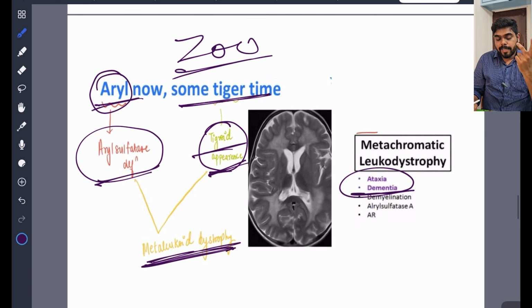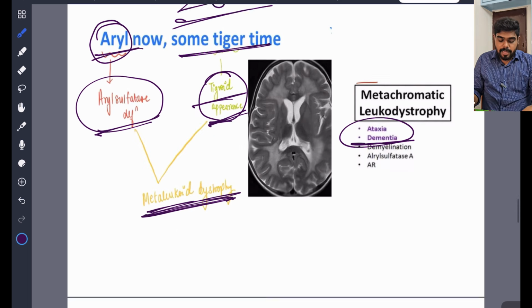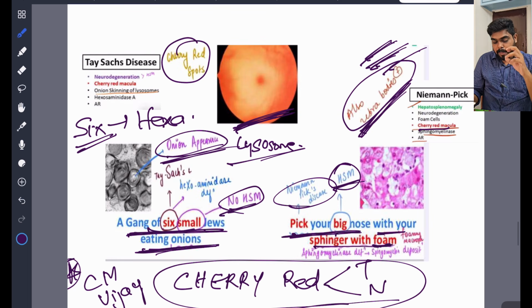Now some tiger time: metachromatic leukodystrophy, MRI brain, tigeroid appearance, and brain is affected, ataxia and dementia. It is very important. Aryl sulfatase deficiency. And when it comes to Tay-Sachs and Niemann-Pick, TN, it is nothing but cherry red spot. Okay, so Tay-Sachs, hexosaminidase A and onion skin appearance, and it is all important.